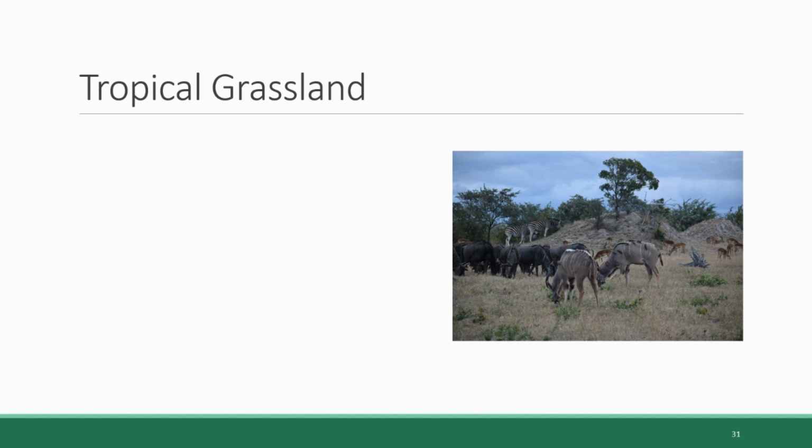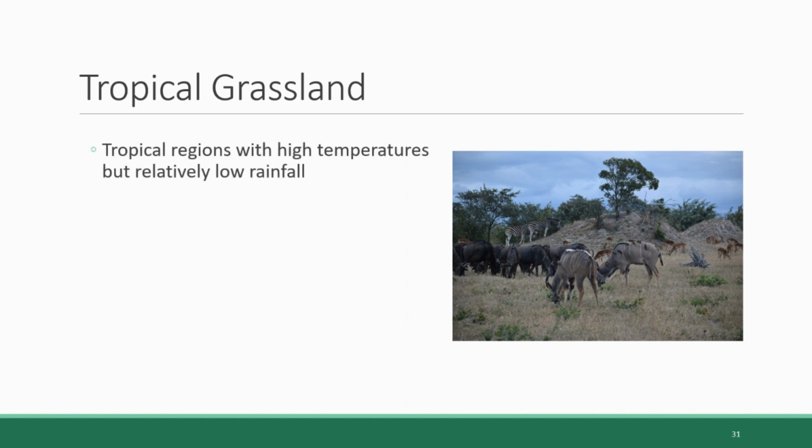The last tropical biome is the tropical grassland. Tropical grasslands are located in tropical regions, so they have high temperatures, but relatively low rainfall. And additionally, most rainfall occurs during a single season. So there's a dry season that the plant and animal residents have to make it through.